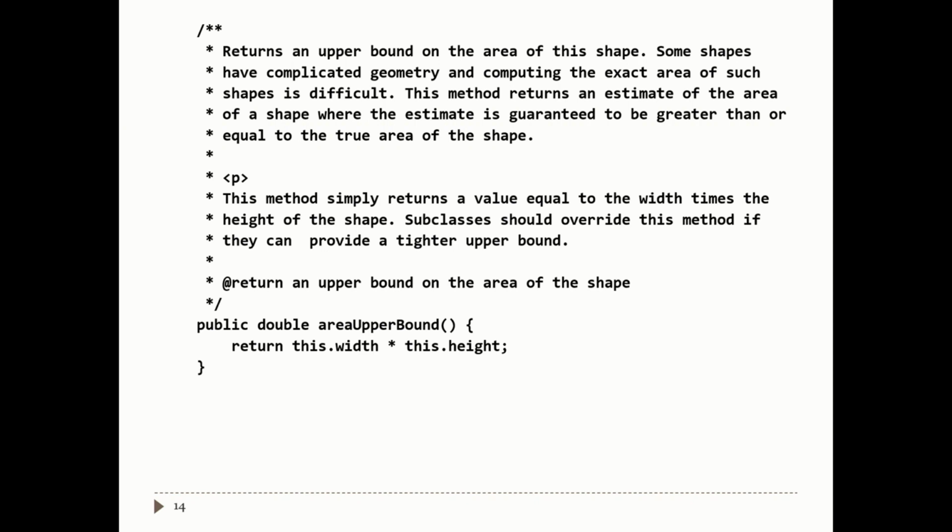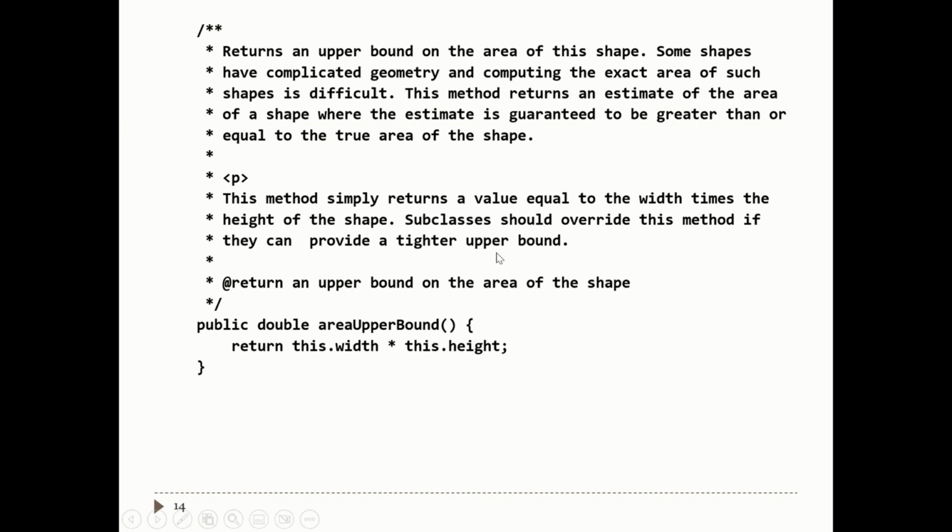Now, if you have some complicated shape, some squiggly outline of an object, it's hard to compute the exact area of that shape. So instead, what this method does is it computes an upper bound on the area. It overestimates the area, actually. It guarantees that whatever area is returned by this method is equal to or greater than the true area of the shape. For a generic shape, its upper bound is just the width times the height. It's the full rectangle that bounds the size of the object.